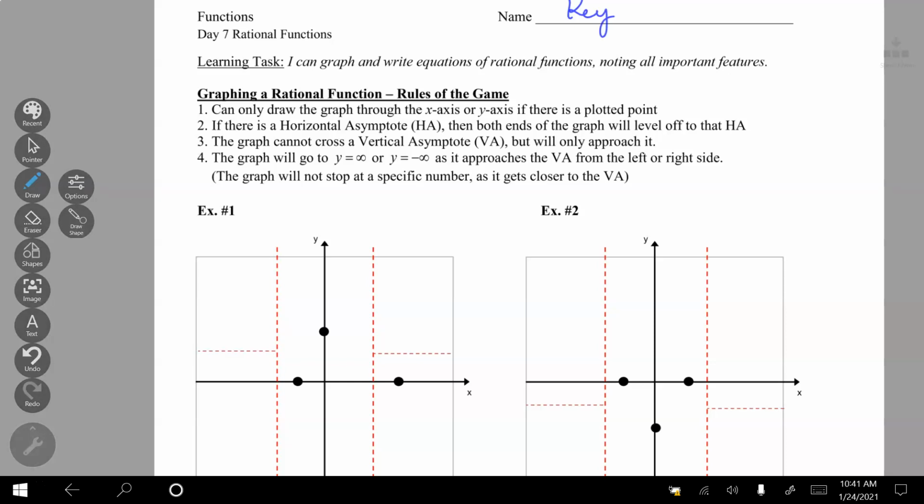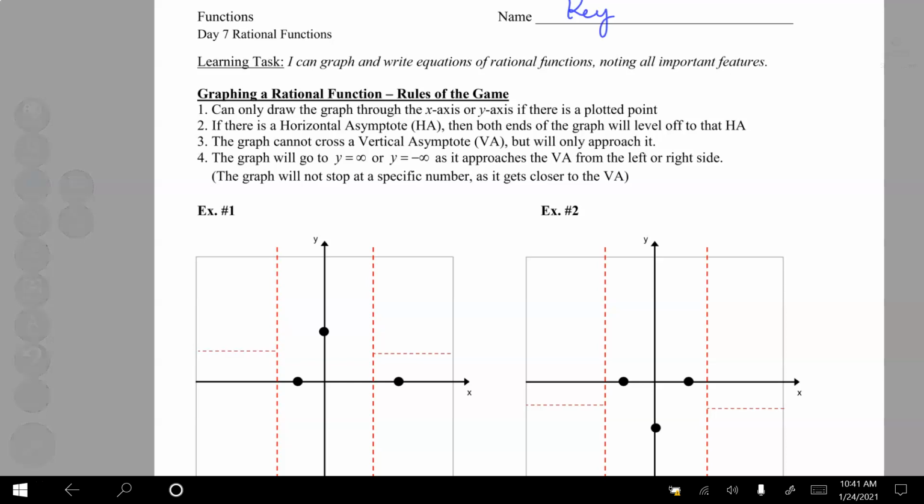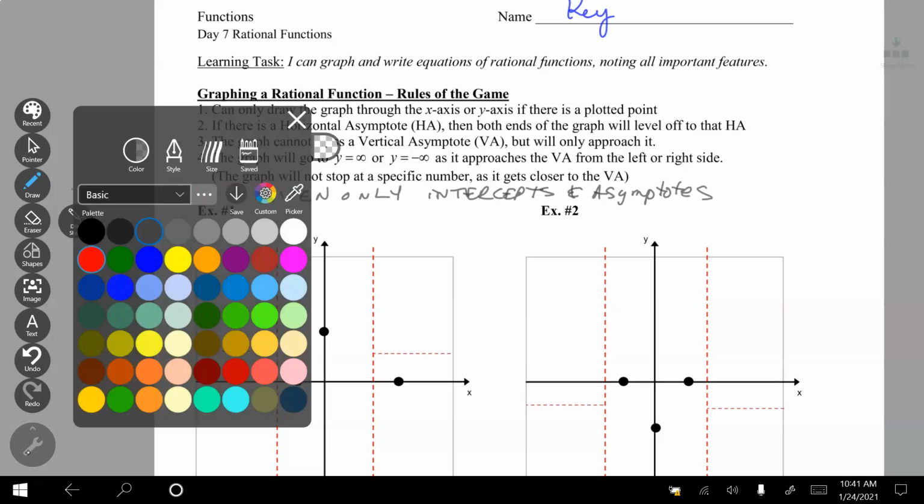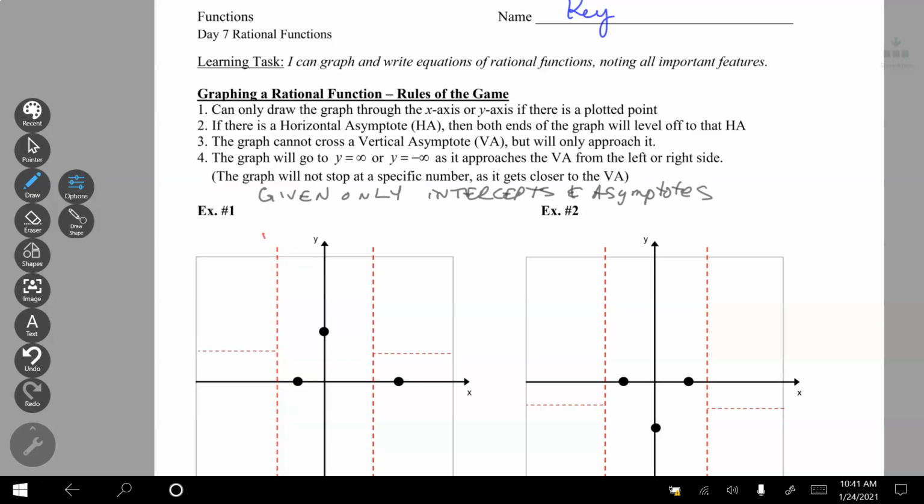And if I have a vertical asymptote, the graph is either going to go up forever or down forever next to the vertical asymptote. Okay, so right now we have only been given intercepts and asymptotes. That's all we have so far. So if you look at this graph, we have a VA here, a VA here. We have HAs, they're the same on both sides.